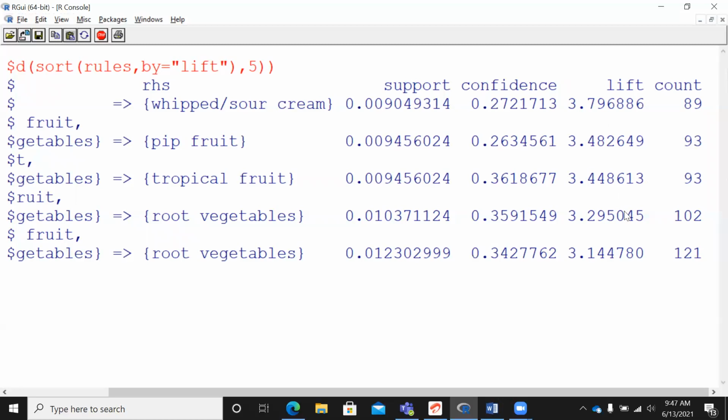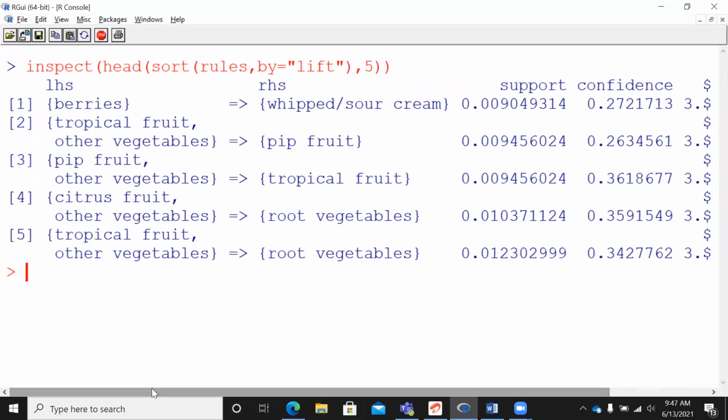Because I've sorted this by lift value, you can see here I've provided by lift. All the high values of lift will be listed right at the top, and as you go down, the lift value goes on decreasing. So you can see this has appeared in 89 transactions. What does this mean? It simply means that people buy berries and they like to eat berries with whipped cream.